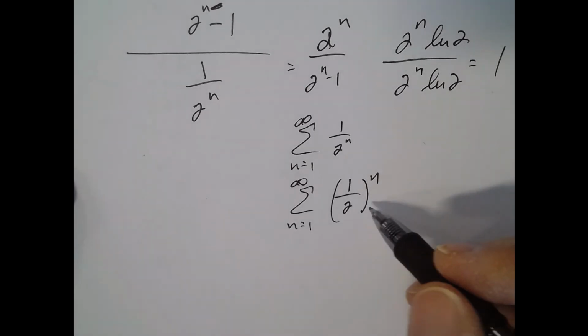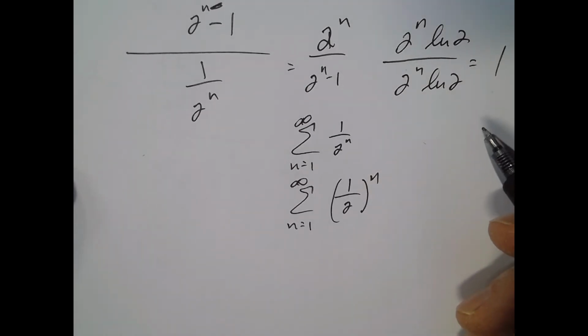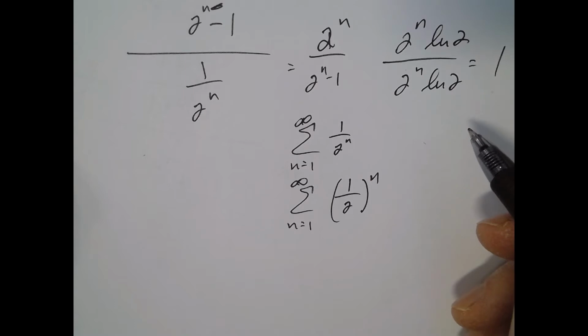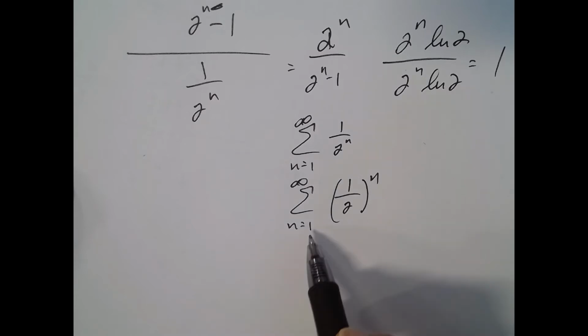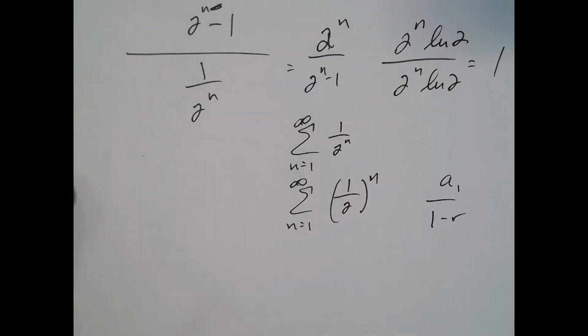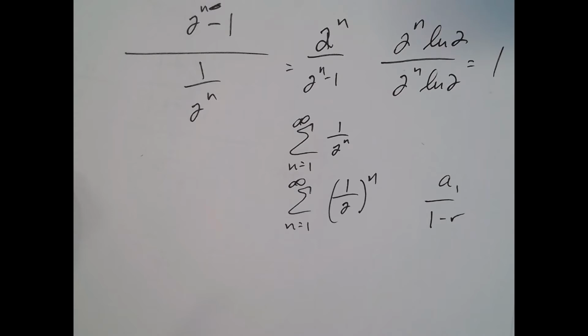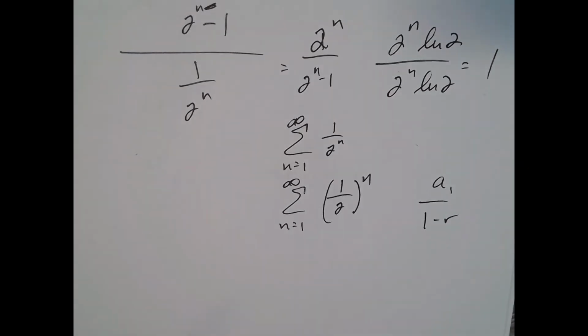You said it converges to 2? It might. I don't know. So is that what the ratio test does? Well, if I want to know what it converges to, you'd do the initial term. So it'd be 1/2 over 1 minus 1/2. So it'd be 1/2 over 1/2. So it actually converges to 1.